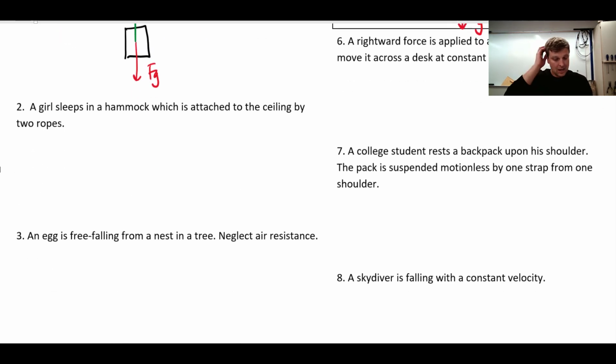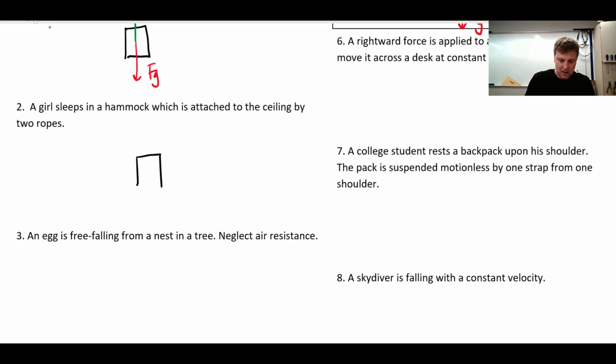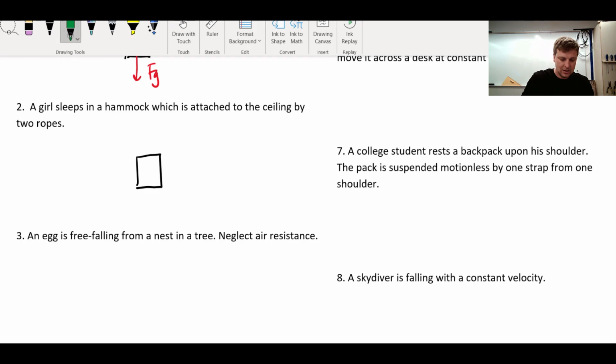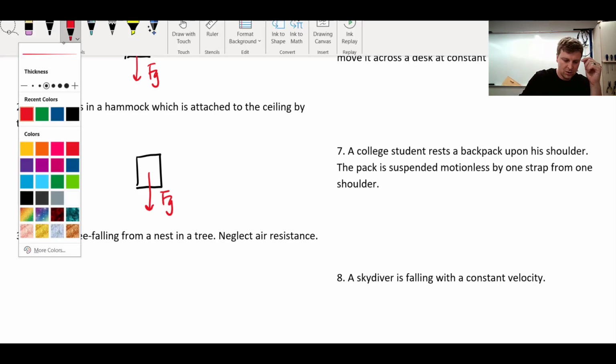Okay, a girl sleeps in a hammock which is attached to the ceiling by 2 ropes. This is going to require a little bit more artistic ability, so let's see if I get this right here. And yes, that's a girl in a hammock. Perfect, nailed it. She is subject to the laws of the universe, meaning there is a weight pulling down on her. But the hammock itself is attached to the ceiling by 2 ropes. So that would be a tension force, but really not one tension force, but 2.